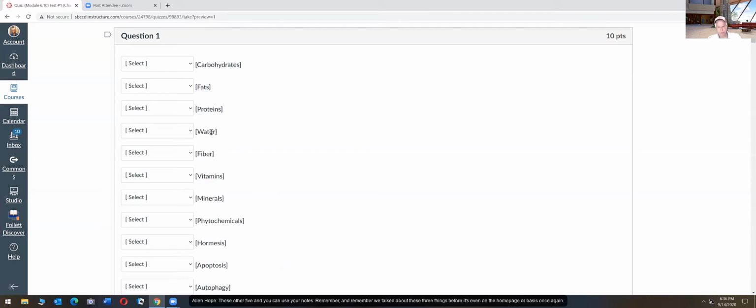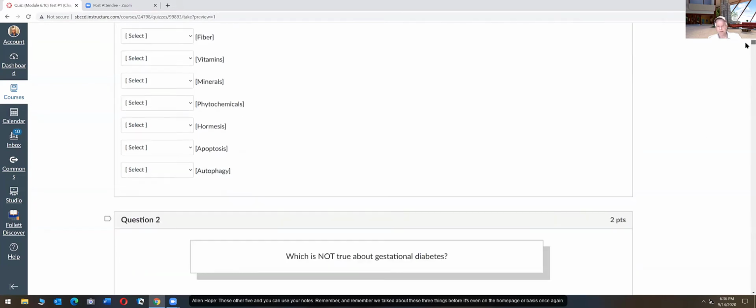These 3 are the food groups. These other 5, and you can use your notes, remember. And remember, we talked about these 3 things before. It's even on the home page. Hormesis, once again, is stress that promotes strength. Exercise is hormesis. It gets your heart rate up. It stresses you. It causes you to have a heart attack. So you shouldn't do it. No, it's stress, but it makes you stronger. It's stress that makes you stronger, strengthens you.